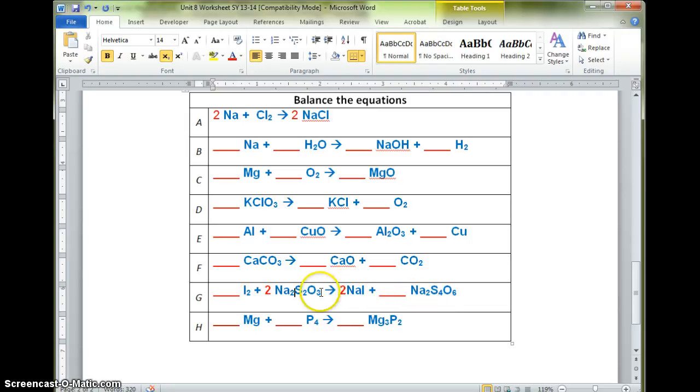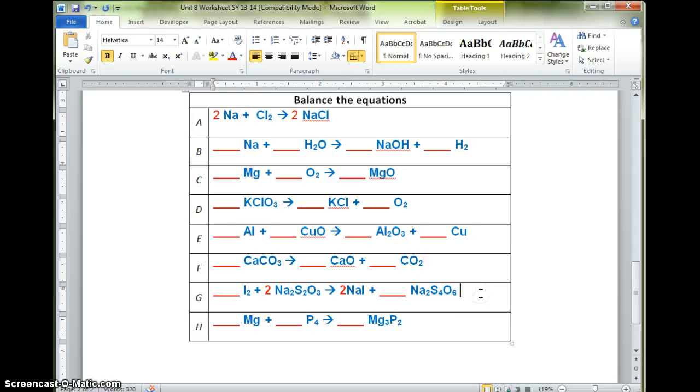Okay, so now let's move on to the next one. Sulfur. Okay, so I have 2 times 2, so 4 sulfurs. On this side, I already have 4. Yay, I don't have to mess with that. There's no coefficient here, so that means 1. So 1 times 4 is 4 sulfurs. Now I can move to the oxygens. I have 2 times 3 is 6 oxygens. And over here, look, I already have 6 oxygens. So it looks like I'm done.